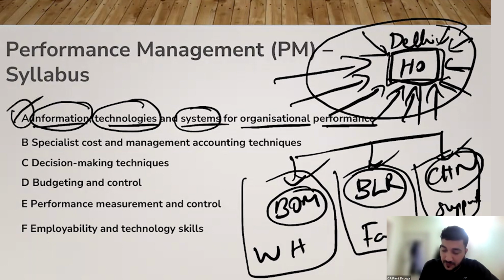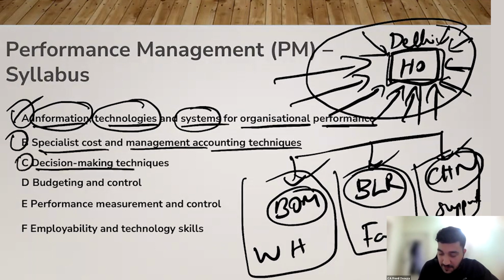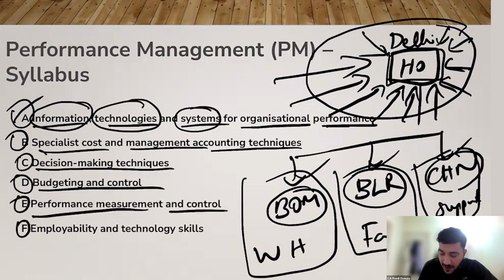Then we are going to learn something called specialist cost and management accounting techniques. Then we are going to learn something called decision making techniques. Don't worry, I'm going to go in depth in each of these sections in the coming slides. Then we have budgeting and control. We have performance measurement and control. And then we have employability and technology skills.